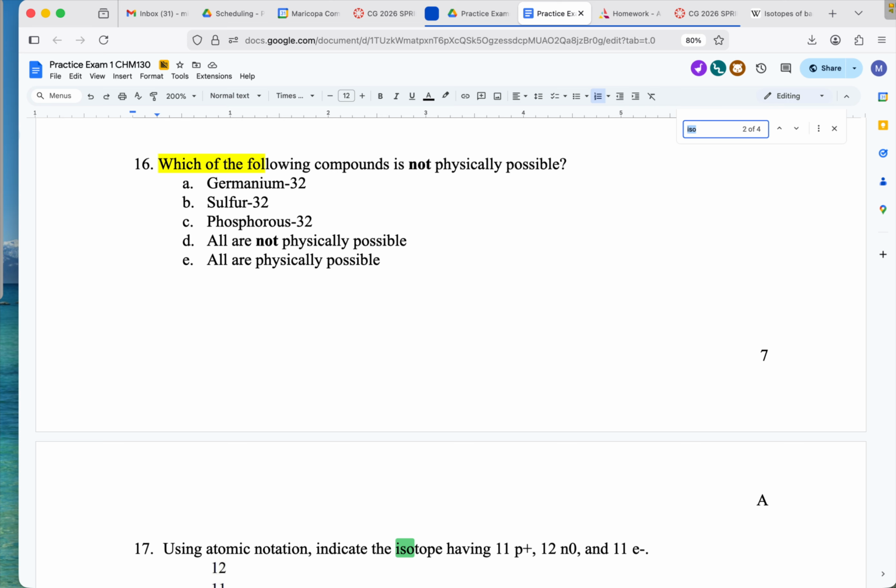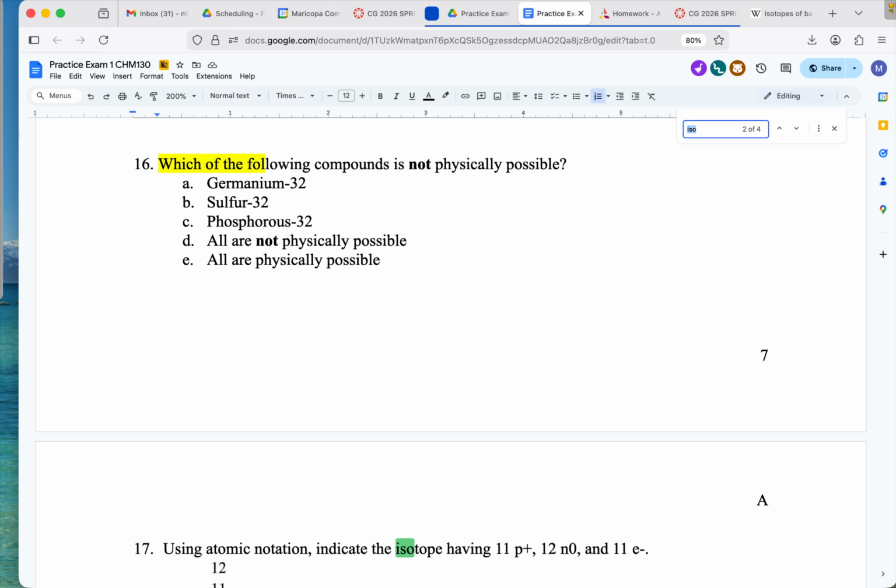Okay, so if we look at this question, which of the following compounds is not physically possible? So I'm going to go way out on a limb right away and say this question is technically wrong. Why? It's a technicality. So if you raised your hand and said this is wrong during the test, I'd be like, tough, just change that word, it's fine.